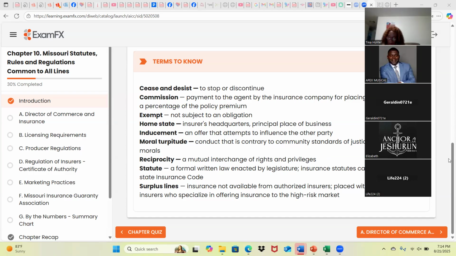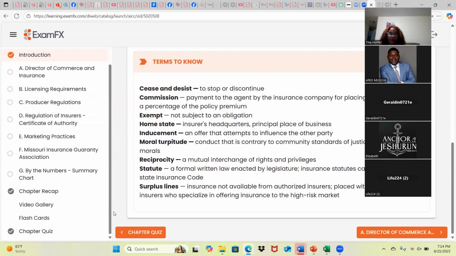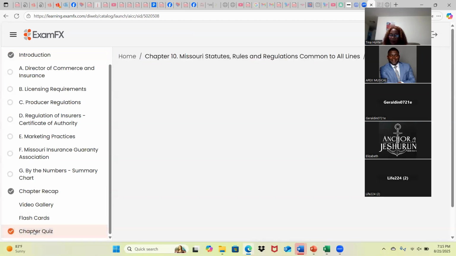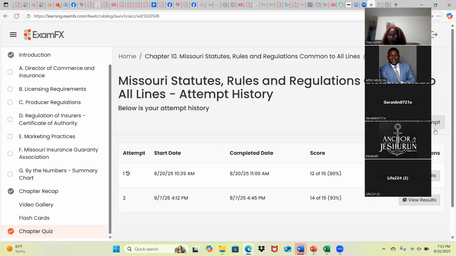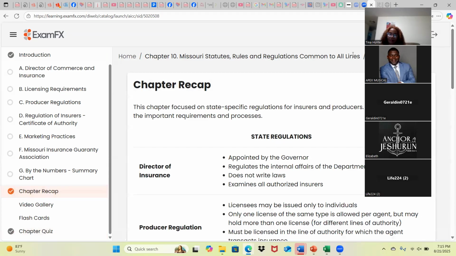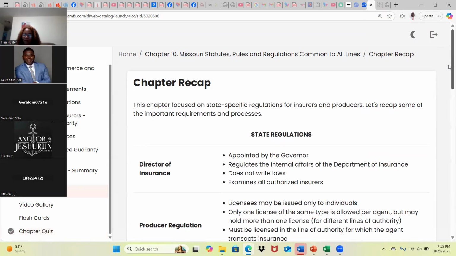So again here, most of this we're going to be doing rules and regulations common to all lines. These are very similar across most states. It's just that you're going to have a little discrepancy. So, we'll just go to the ones that are common to all states, and I'll point out some discrepancies that might exist.